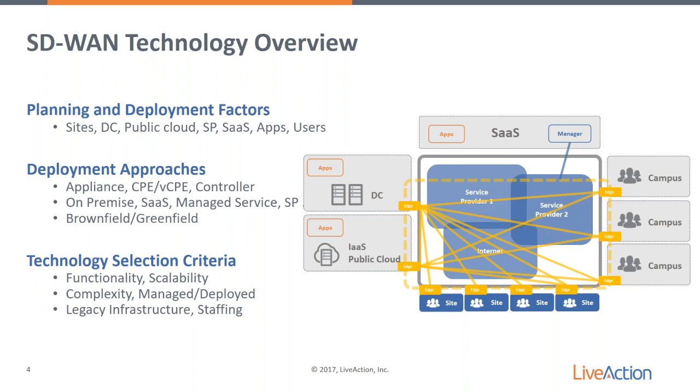The other aspects are really functionality and scalability, the complexity of the actual technologies, and what kind of legacy infrastructure you have. Some existing CPEs can add functionality to provide SD-WAN. If that's the case, it might be a simpler deployment option. And the last aspect, the human aspect of it, is the staffing. If the staff is familiar with a certain technology, they might choose that technology as well.